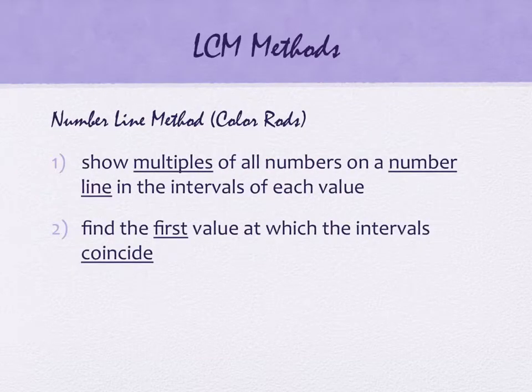And the first one we're going to work with is called a number line method, or sometimes called the colored rods method. So in this method, we're going to show multiples of all numbers on a number line in the intervals of each value, and then find the first value at which the intervals coincide. Okay, so this is similar to the earlier things that we were doing with greatest common divisor, wherein it really only works for values that are kind of small. If you had to do this for very large values or values that don't hit on a least common multiple pretty quickly, this particular method is really annoying, okay? So again, not all my methods work equally well for all sets of numbers, but I want you to know that there are lots of ways in which to do these.